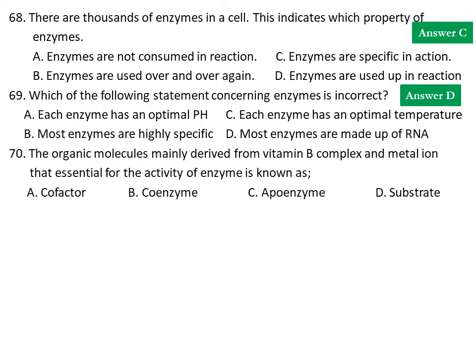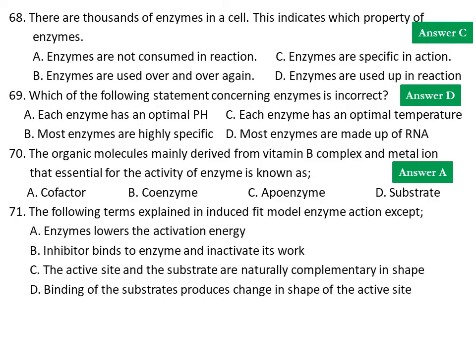Question number 70. The organic molecules mainly derived from vitamin B complex and methyl ion that are essential for the activity of an enzyme are known as A. Cofactor, B. Coenzyme, C. Apoenzyme, D. Substrate. So the answer should be A.